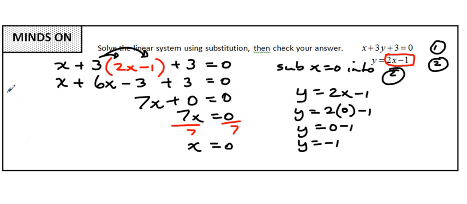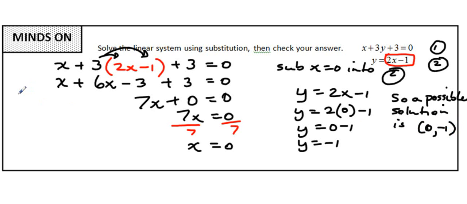We do need to check our answer. So we can just, at this point, maybe because I don't have much room, we can say, a possible solution, written as an ordered pair, x then y, is 0, negative 1. Let's check. So remember, here I'll just try and separate.